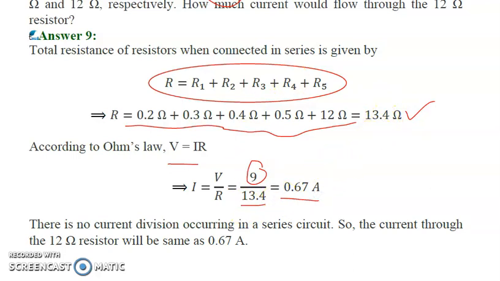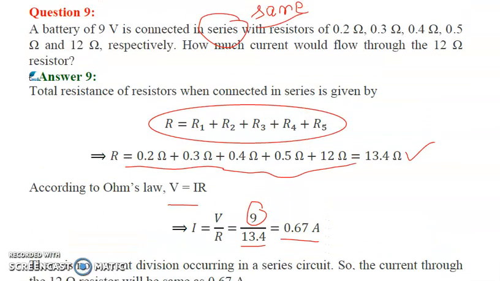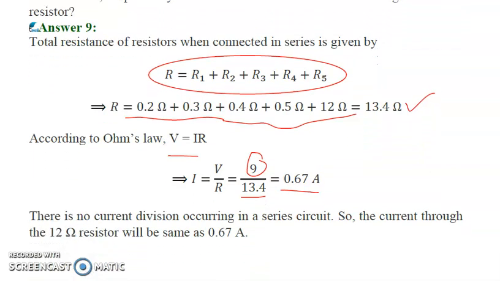बस एक चीज और ध्यान में रखनी है, अगर इसमें से किसी में भी करंट पूछा होता तो सब में सेम ही आता, because the resistances have been connected in series, so the current would be same in all the resistances. We have been asked about the current through 12 ohm resistance, so it will be 0.67 ampere.